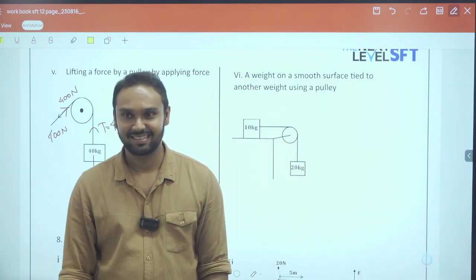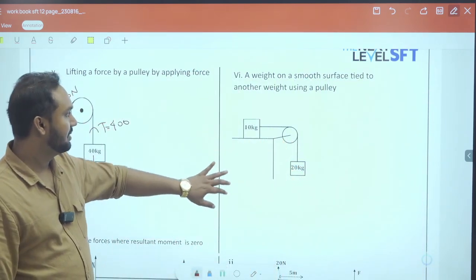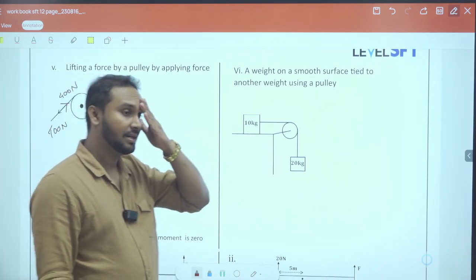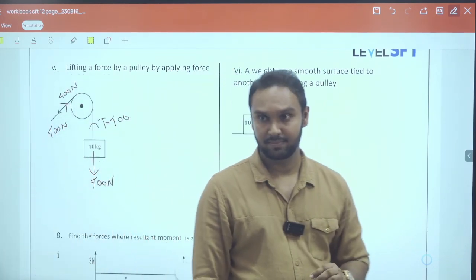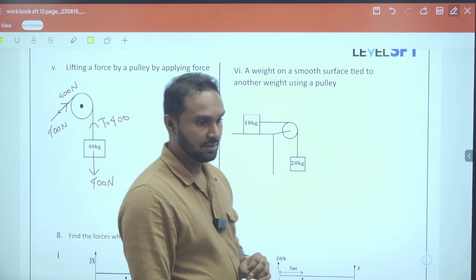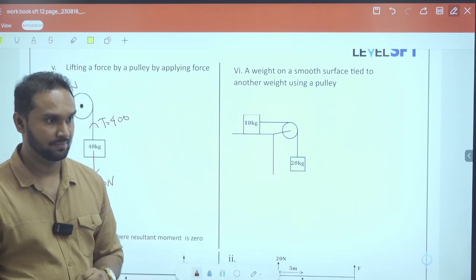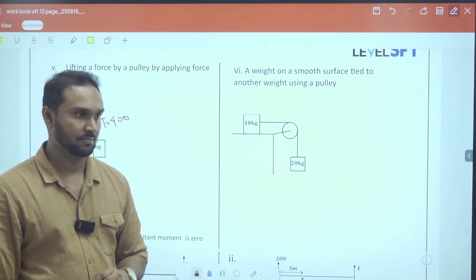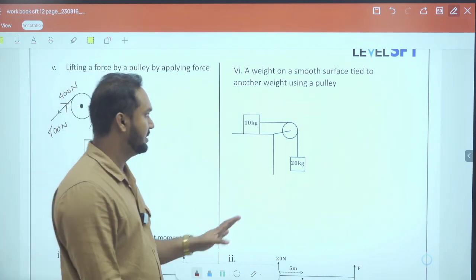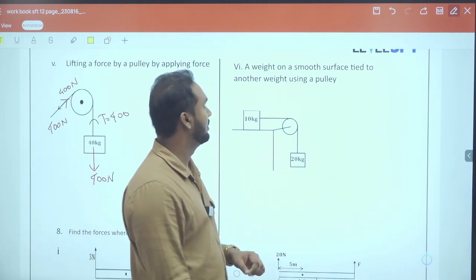Right? Come to the next question, this one. Now this is another theory you have to understand, right? Yes? This is another theory that you have to understand.